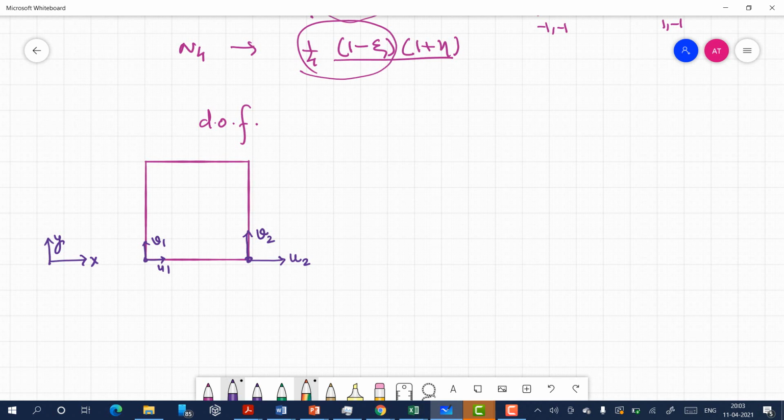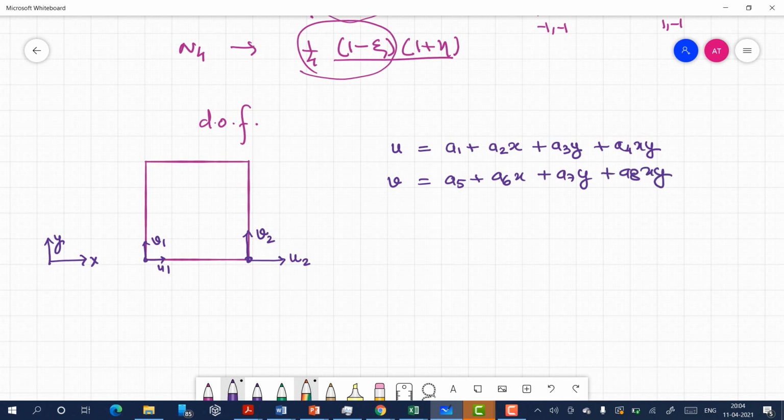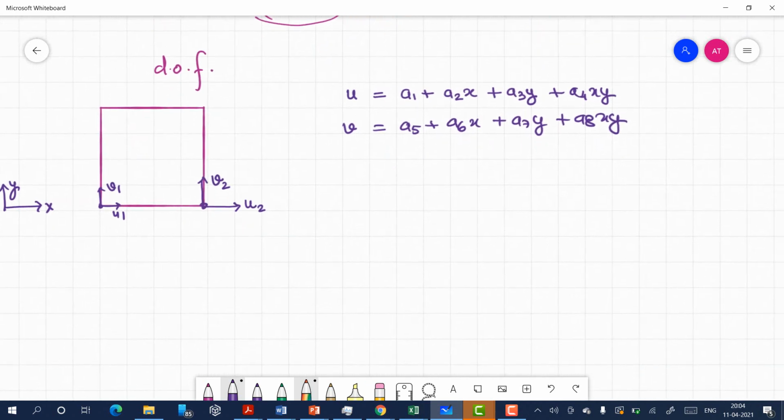But generalized degree of freedom, which is u, can be written, because it is a four-noded quadrilateral, we have to have 4 terms from the Pascal's triangle. So we can write u as a1 plus a2 x plus a3 y plus a4 xy. And we can describe v as a5 plus a6 x plus a7 y plus a8 xy. Okay. So these are the generalized degrees of freedom.